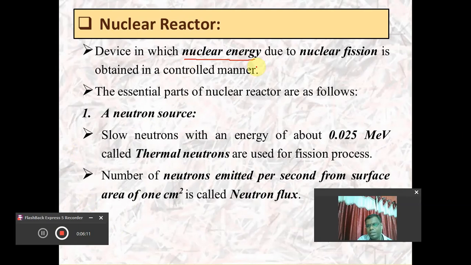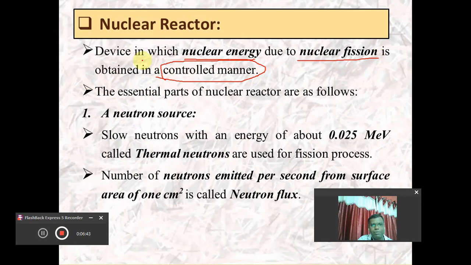Later this nuclear energy can be converted into electrical energy or other forms of energy, but this nuclear energy is obtained due to a process, and this process is called nuclear fission. Nuclear fission means the conversion of heavy nucleus into lighter nucleus whenever it is bombarded by slow neutrons, with the liberation of a large amount of energy. But this nuclear fission should be in a controlled manner. It is very important. This nuclear fission should be in a controlled manner, otherwise it will be very dangerous.